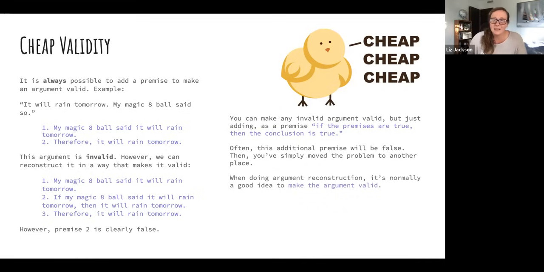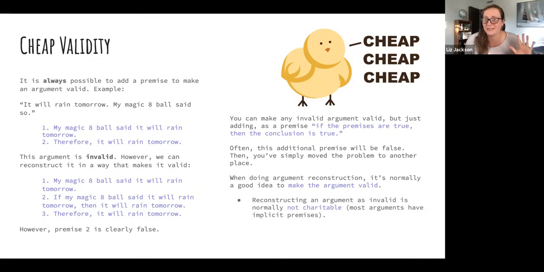But even despite that, I think when we're doing argument reconstruction, in most cases, it is a good idea to make the argument valid. This is for two reasons. When we just say, this is your argument, and it's just this clearly invalid argument, in most cases that is not going to be charitable because most arguments do have implicit premises. Maybe the author was assuming something that they didn't explicitly state. So in most cases, it's going to be more charitable to reconstruct our arguments as valid.